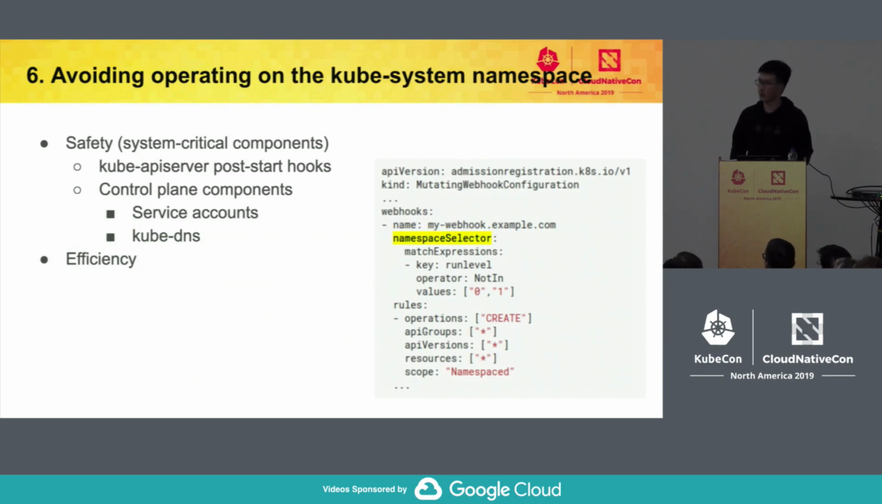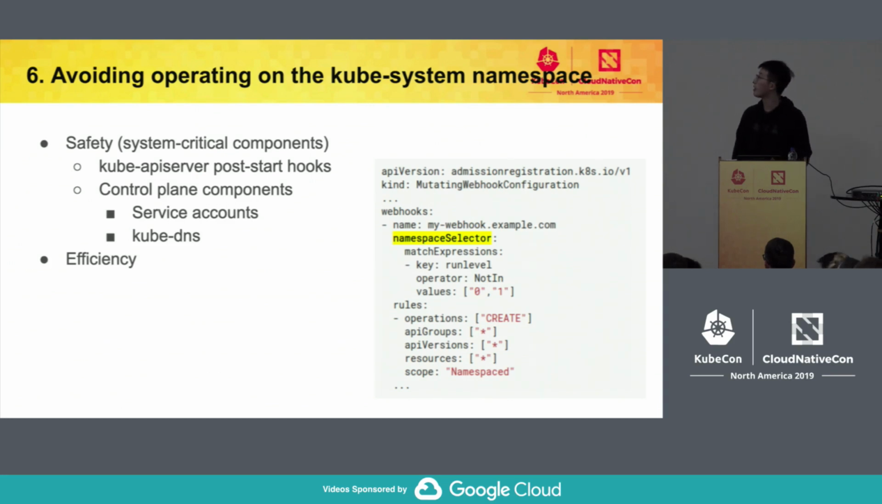Avoiding operating on the kube-system namespace. This is basically for safety purposes. The kube-system namespace hosts system critical components. For example, the Kube API server itself has some post-start hooks that bootstrap the internal controllers. If your admission webhook rejects the request in kube-system namespace, it may cause the Kube API server to be not healthy. Also, the namespace hosts objects for control plane components. For example, the service accounts for all the control plane components and pods like kube-dns. If your admission webhook is not intended to modify the Kubernetes control plane behavior, it's recommended that you exclude the kube-system namespace using a namespace selector or an object selector.